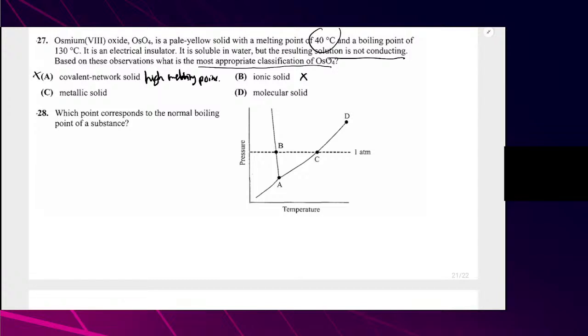How about the metallic solid? Metallic solids conduct electricity in the solid form. Because this one is an electrical insulator, it should not be metallic. Metallic solid should conduct electricity in solid form, and ionic should conduct electricity in solution form. So the answer will be D.